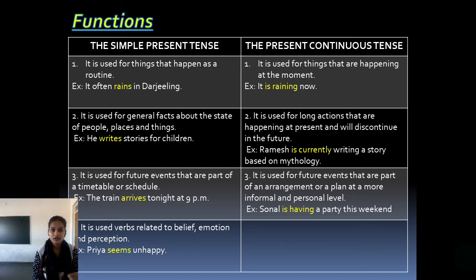Now, the functions of the present continuous tense are: it is used for things that are happening at the moment. Things which are happening at that moment, we use present continuous tense. It is raining now. अभी जो है rain हो रही है, so that we use here present continuous tense.